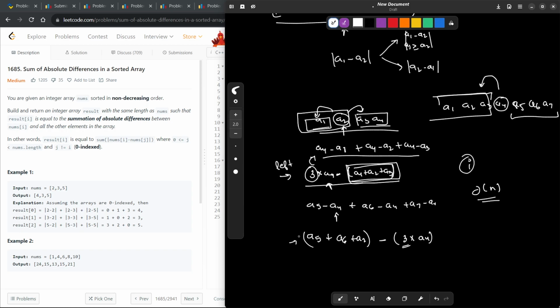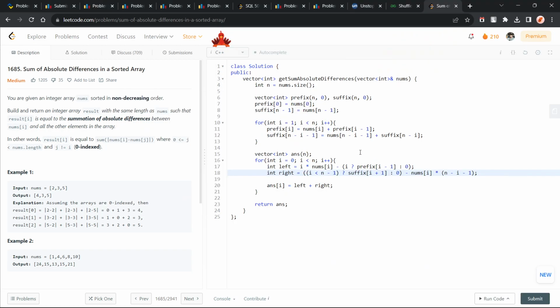Similarly, for the right half, you take the suffix sum for all the elements after it minus the number of elements after it multiplied by the current element, and when you add both left and right, you will get the answer for the current A of I. So this would be the correct way to solve this particular problem. Let me show you my code.